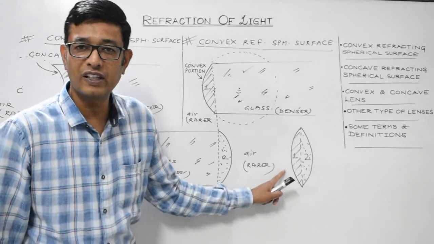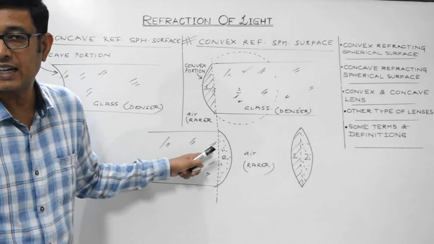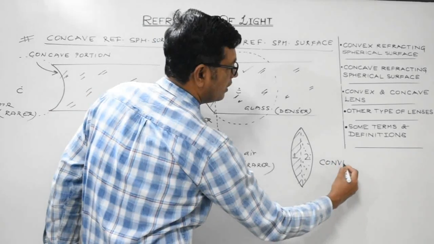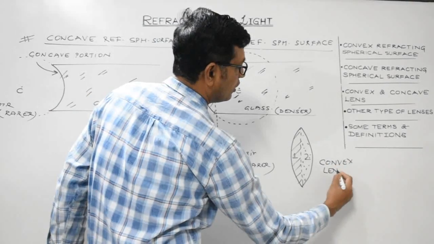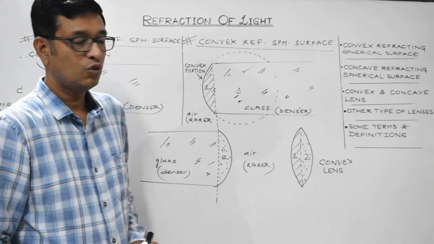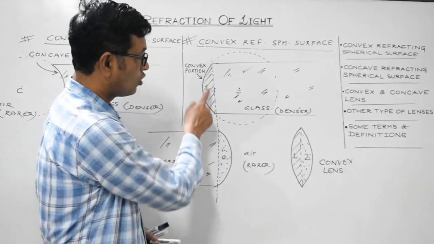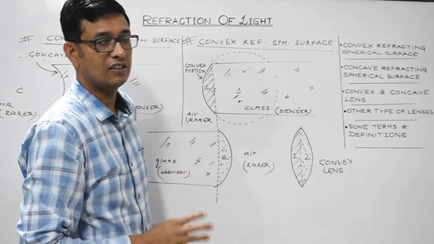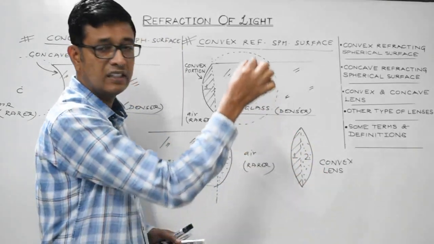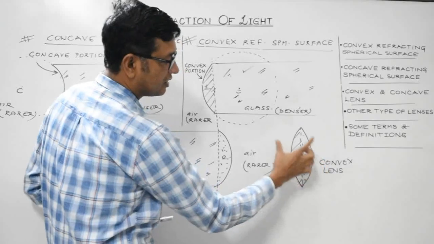Which type of lens? Convex lens. And how is it prepared? By making use of two convex refracting spherical surfaces. So this, students, is a convex lens. We'll discuss further that the convex lens is also known as a converging lens. So again I repeat, a convex lens is made by two convex refracting spherical surfaces. And a convex lens is thick at the center, while it is thin at the edges. At the edges you can see, it is quite thin, but at the center it is quite thick.